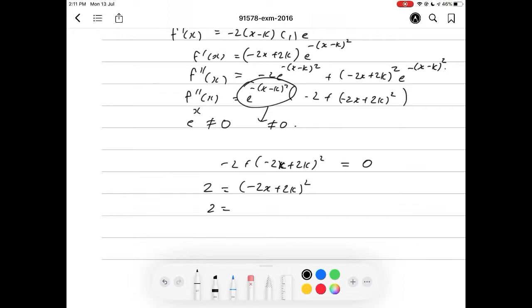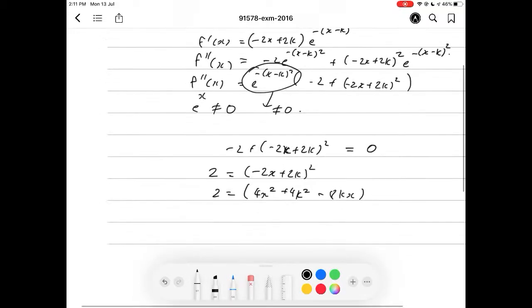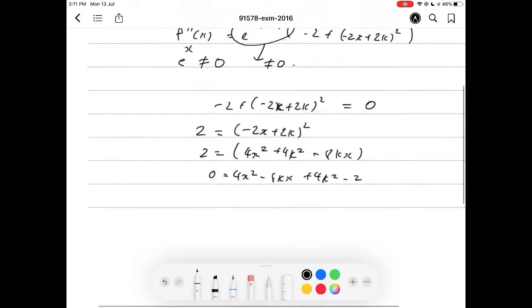Alright, so we'll expand it out. Okay, so we'll say 2 equals 4x squared plus 4k squared minus 8kx equals 2. So therefore we have 0 equals 4x squared minus 8kx plus 4k squared minus 2.